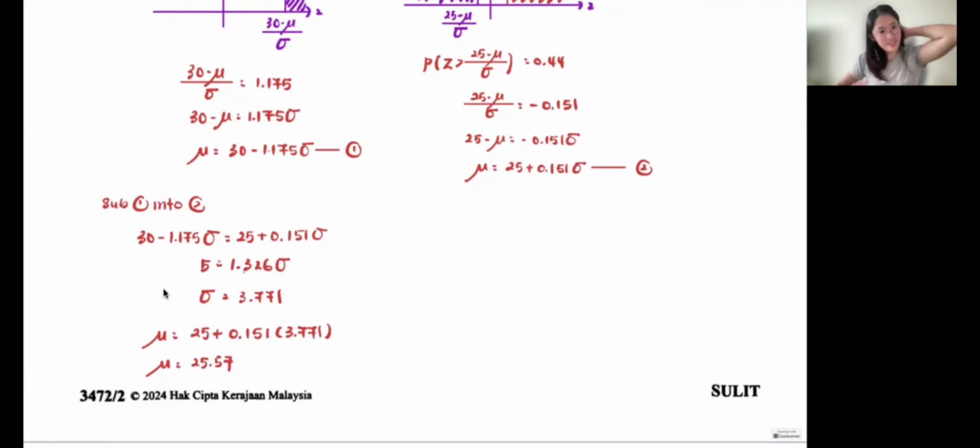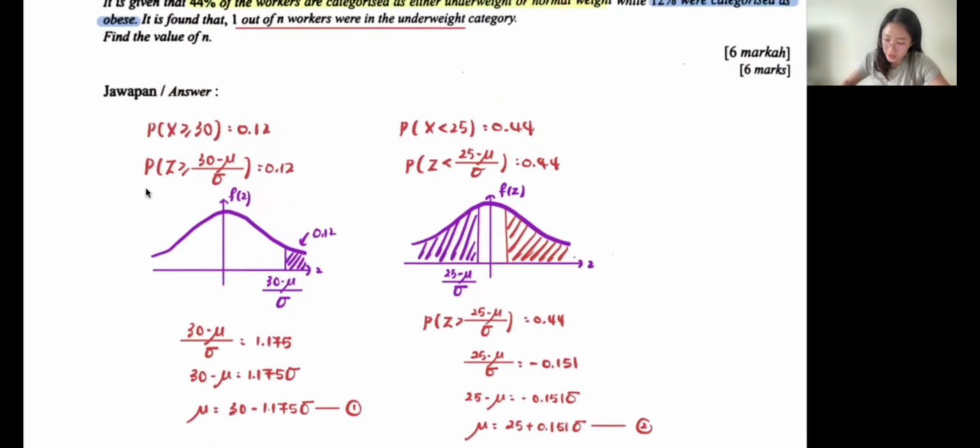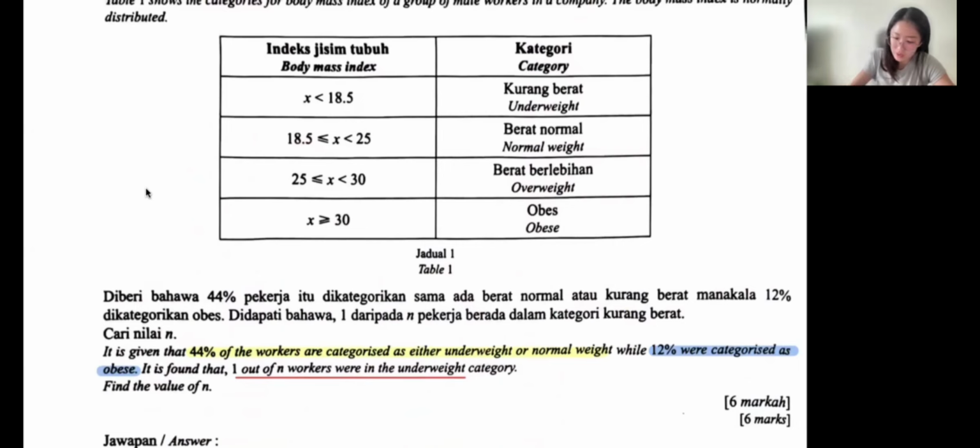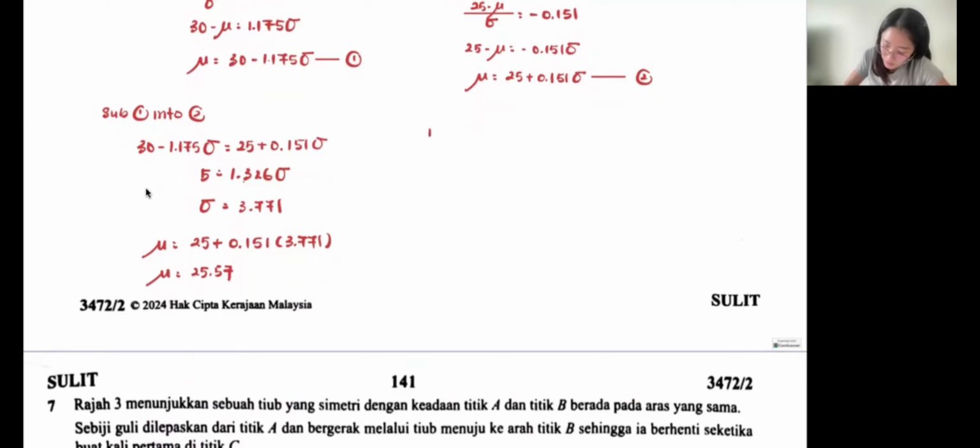All right, not done yet now, guys. Not done yet. They said 1 out of n workers were in the underweight category. Underweight is here. X lesser than 18.5. So you will write here probability x lesser than 18.5. 1 over n is your probability. You can just write it here.